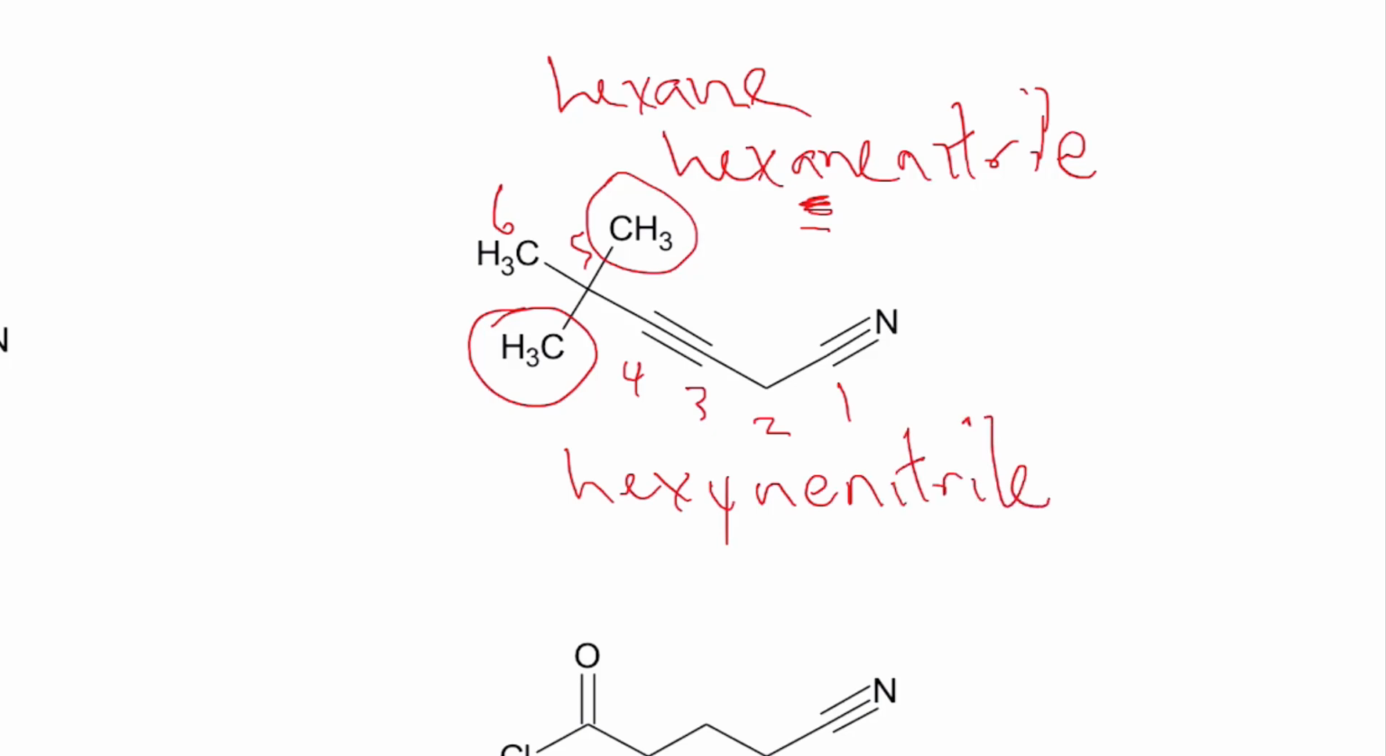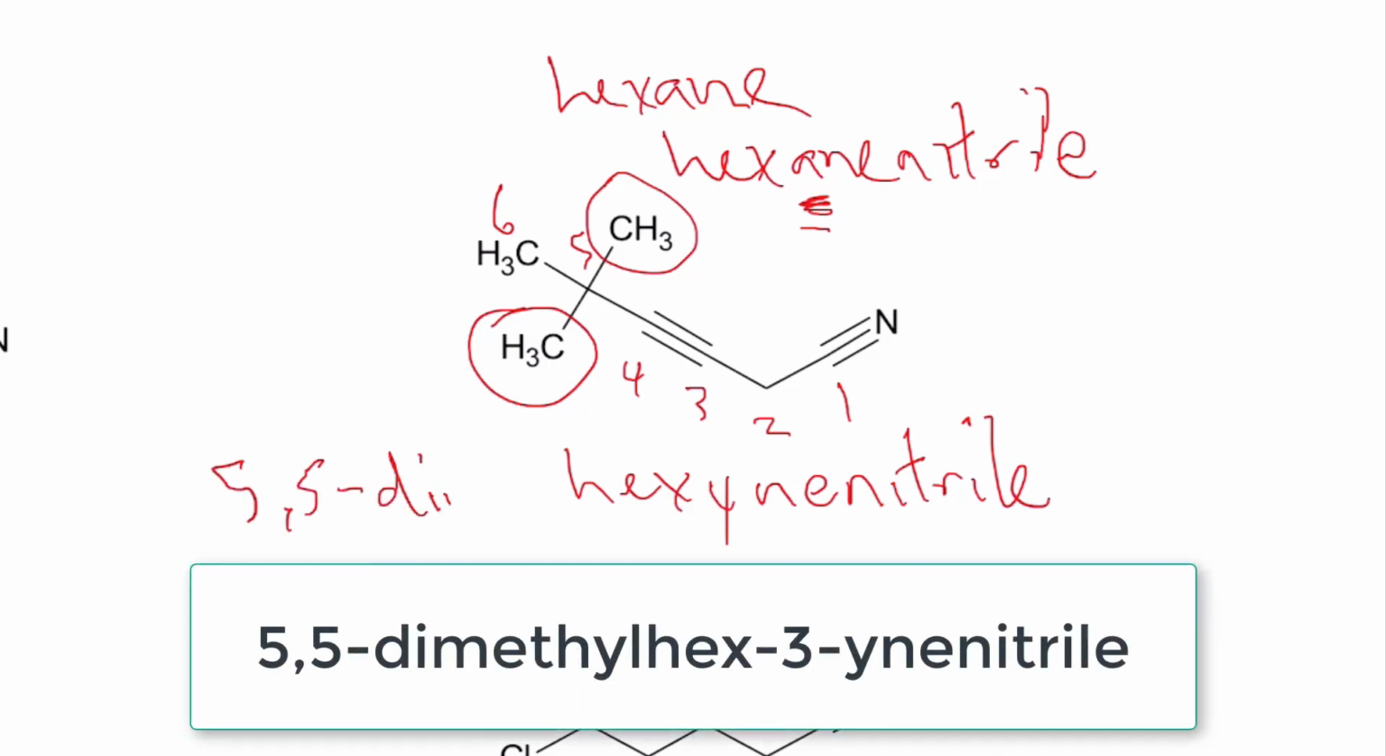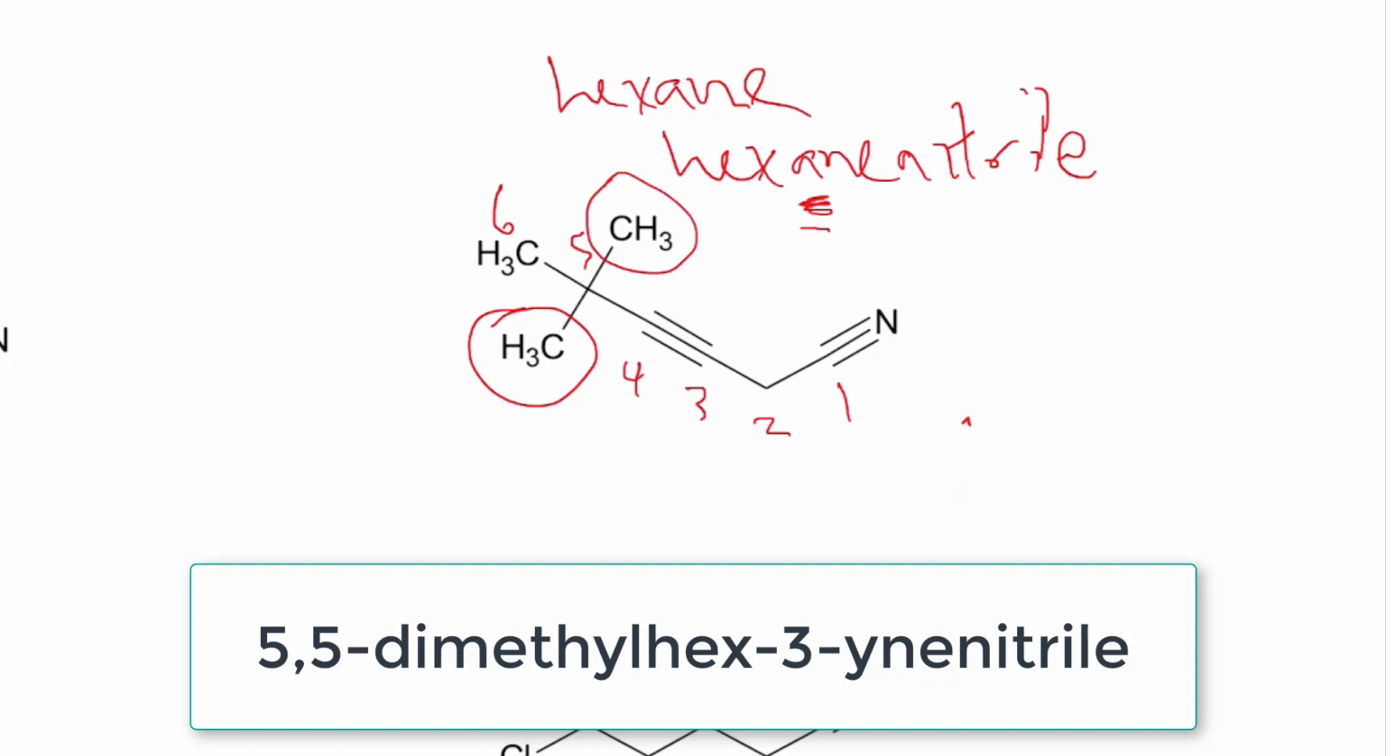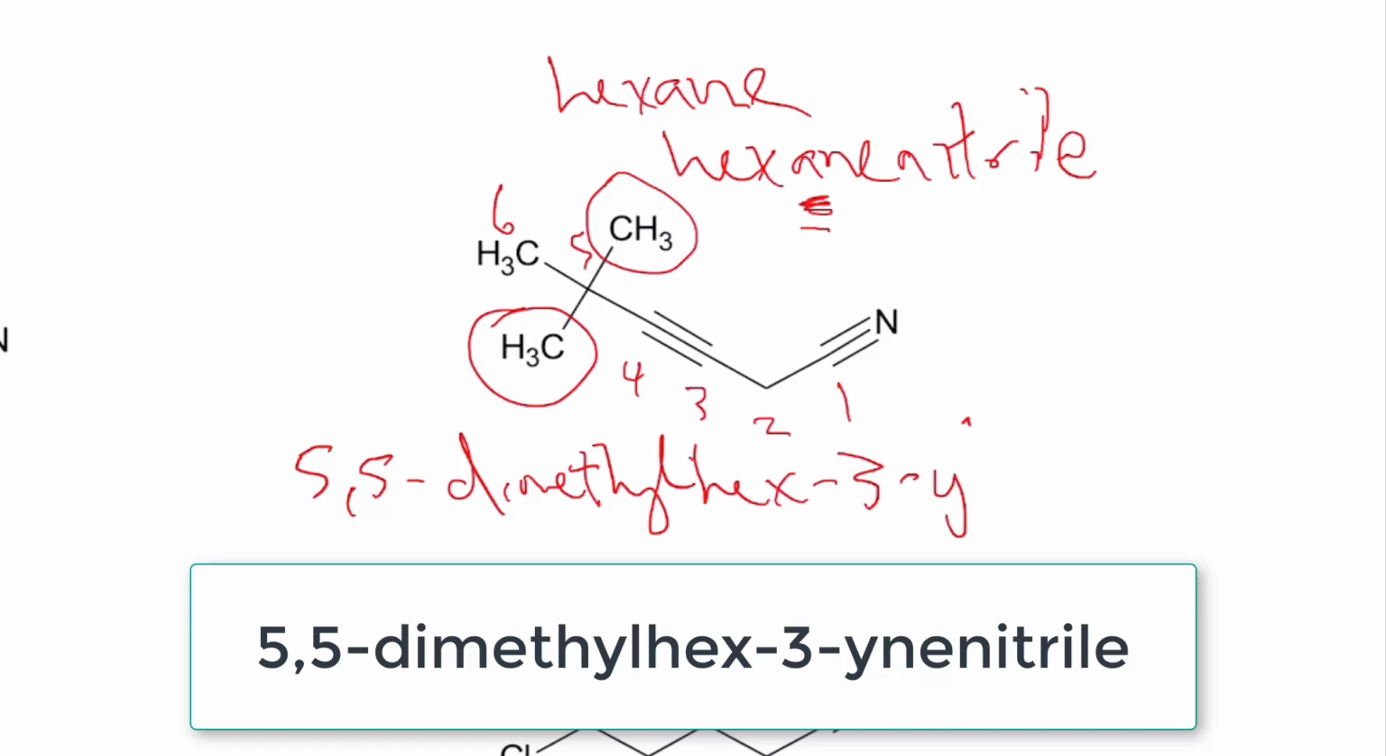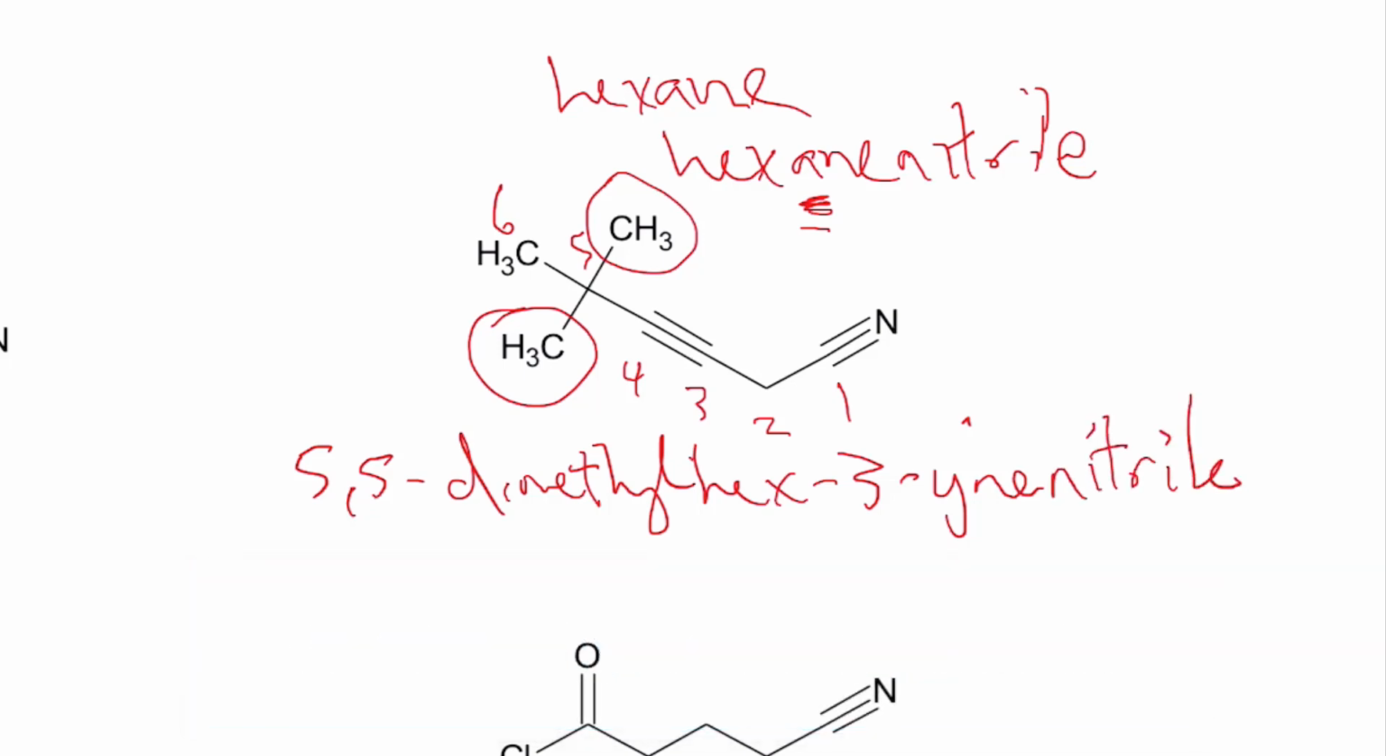And then out front, I have 2 methyl groups. So 5,5-dimethyl. So the only thing I'm missing then is to indicate where this ine is. And it's in the 3 position. So let me erase this and rewrite this whole system down again. So it's a 5,5-dimethylhex-3-ine nitrile. All one word.